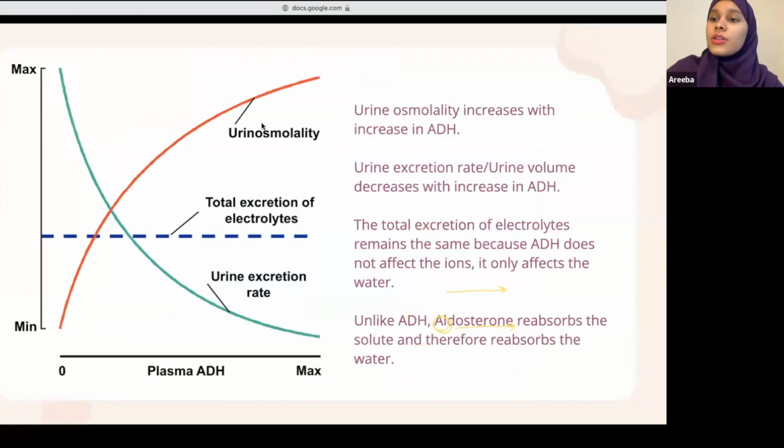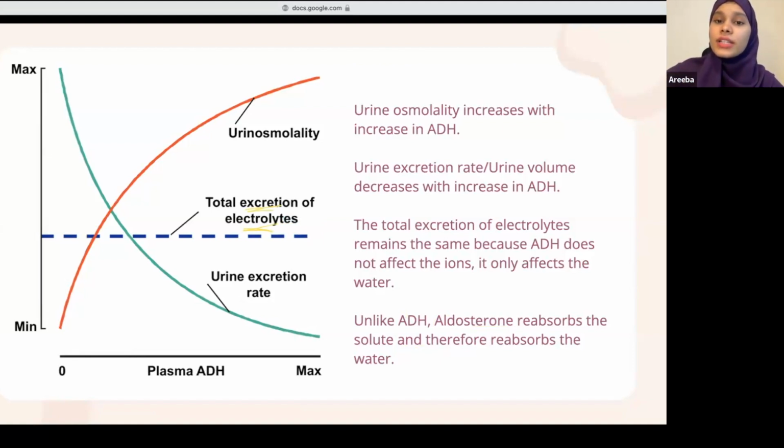Okay, so ADH is not like aldosterone, right? Aldosterone, what did aldosterone do? It would absorb sodium and then effectively reabsorb the water. So here, when we look at the effects of ADH, the excretion of electrolytes is going to remain unchanged because it does not affect the ions, it only affects the water.